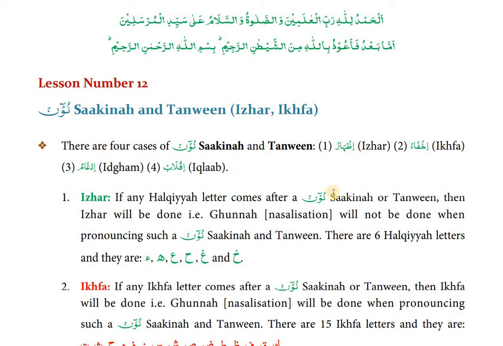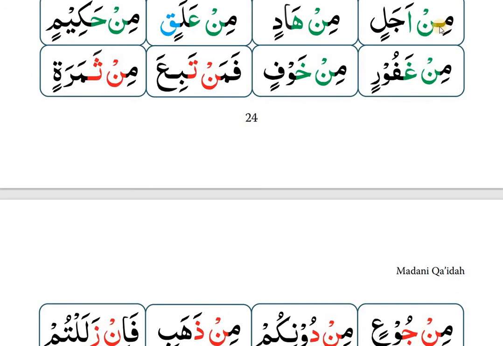Let's take an example. Here, min ajalin. Here is noon sakin, and after noon sakin, Hamza comes, which is from the huruf halaqiyya. So Izhar will be done here. Min ajalin. All the letters will be read properly. Min ajalin, min hadin, min alaqin, min hakimin, min ghafurin, min khawfin. So in this way, Izhar will be done.